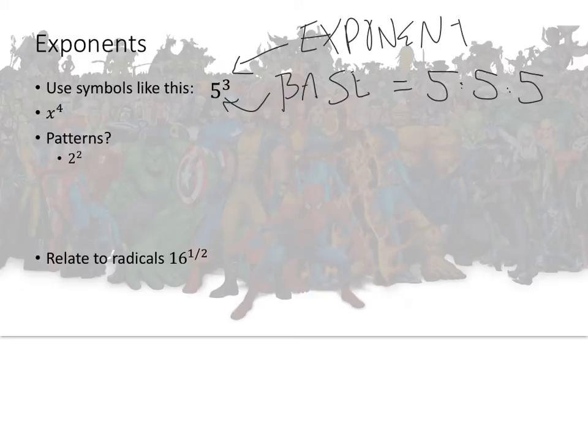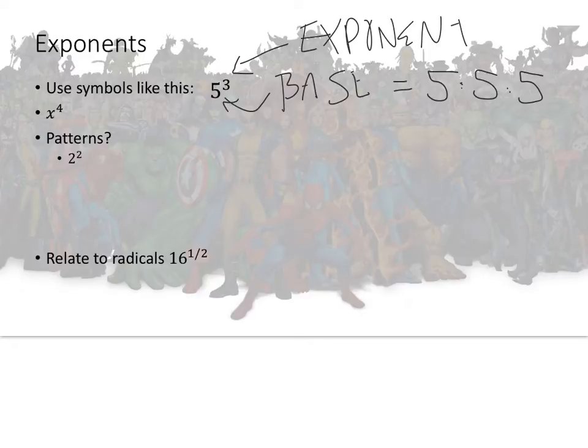The reason we know that is because 5 is the base, the number you're going to keep multiplying, and 3, the exponent, is the number of times that we multiply. So we multiply 1, 2, 3 times. Thus, the exponent of 3.